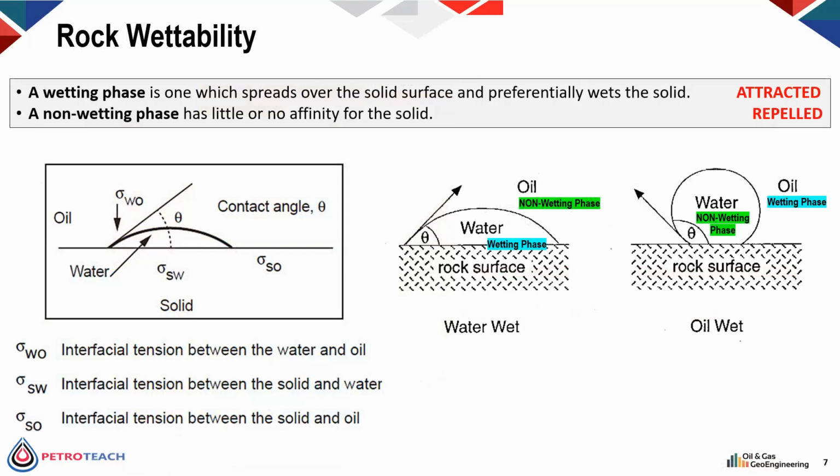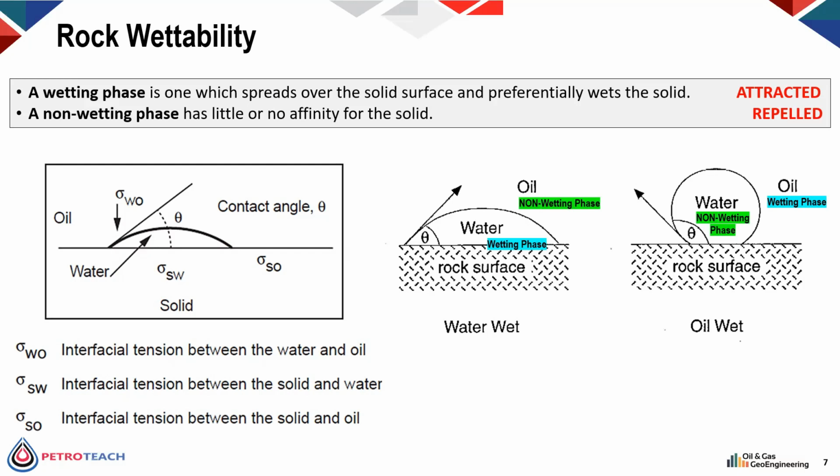Well, what affects capillary effects is obviously the rock wettability, and there are 2 things you have to remember. The wetting phase is the one that spreads over the solid surface and preferentially wets the solid. In other words, wettability is the attraction of the fluid to the solid. So if you have, for instance, water inside a sand reservoir, sand is water wet. The water will tend to cling to it. It's like water clinging to glass. Glass is also water wet.